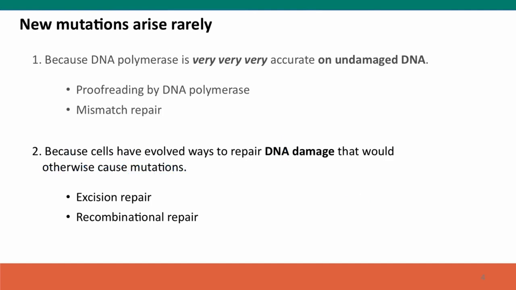Now, new mutations arise very rarely, we just said. In fact, very, very, very rarely. DNA replication is a very accurate process, provided that the DNA that DNA polymerase is using is not damaged, as long as it's structurally normal DNA. And this is accomplished by a combination of proofreading by DNA polymerase and mismatch repair.